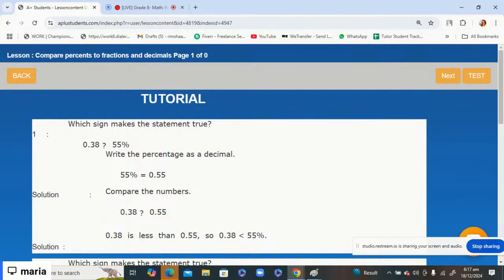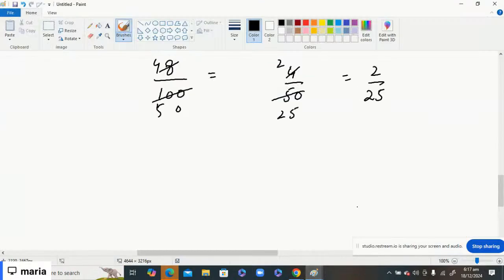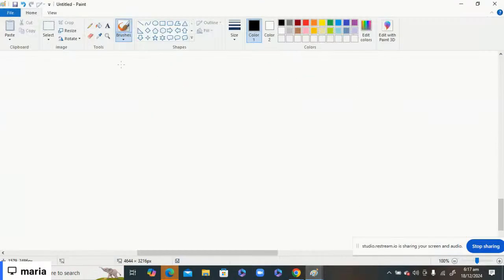Now they are saying to compare the percent to the fractions and the decimals. Now we are going to compare some numbers with it. Okay, so which sign makes the statement true, 0.38 or 55%? First of all, let's solve it and then we see it. 0.38 and then it's 55%. Now the decimal and the percent you are going to compare.